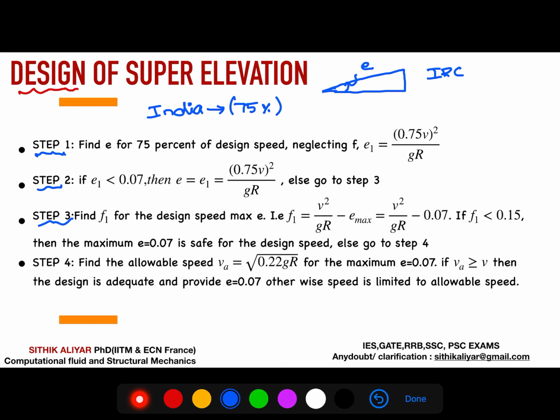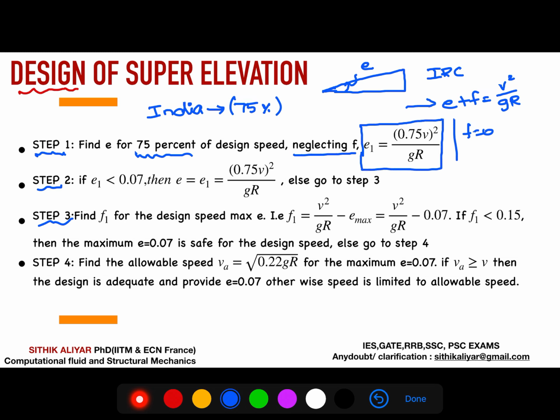So in that case, for designing a superelevation, IRC is suggesting the step 1 is neglecting the friction, means F equal to 0, in the E plus F equal to V square by GR formula. Assume friction is equal to 0, and then also assume 75% of the design speed, which is nothing but 0.75 of V. So substituting both the things in this, you will get a particular superelevation. So you are finding the superelevation if there is no friction at all, how much superelevation is required, for a mixed traffic flow condition. That's what you are doing in step 1.